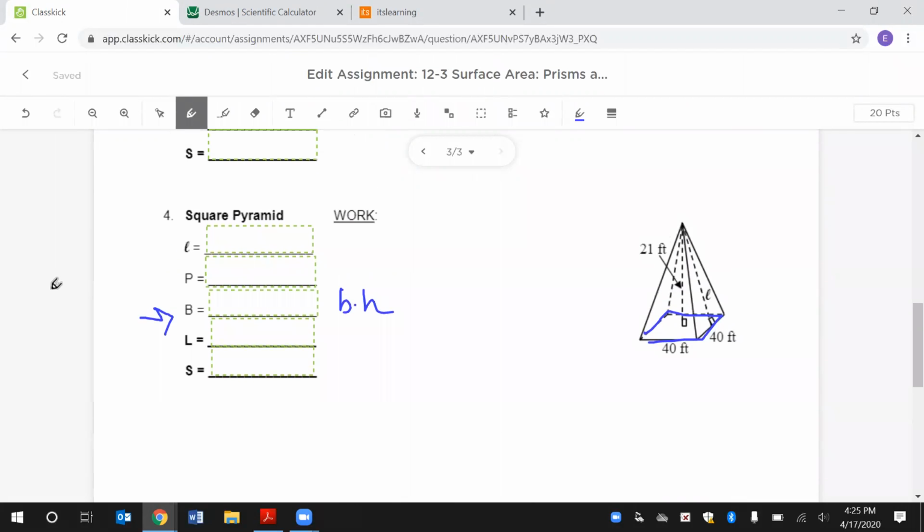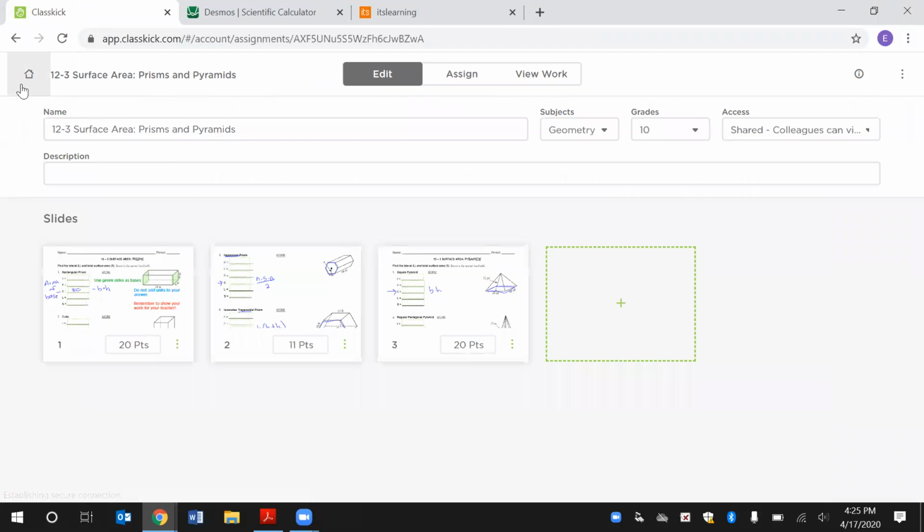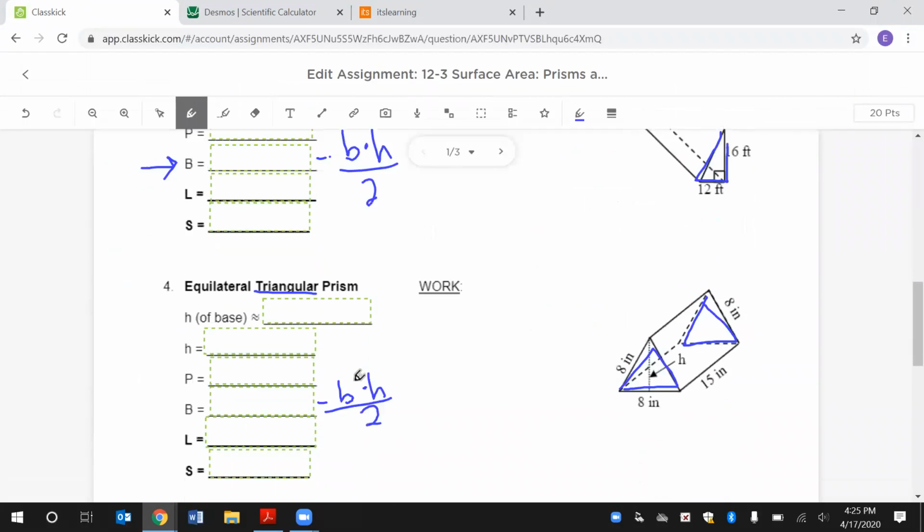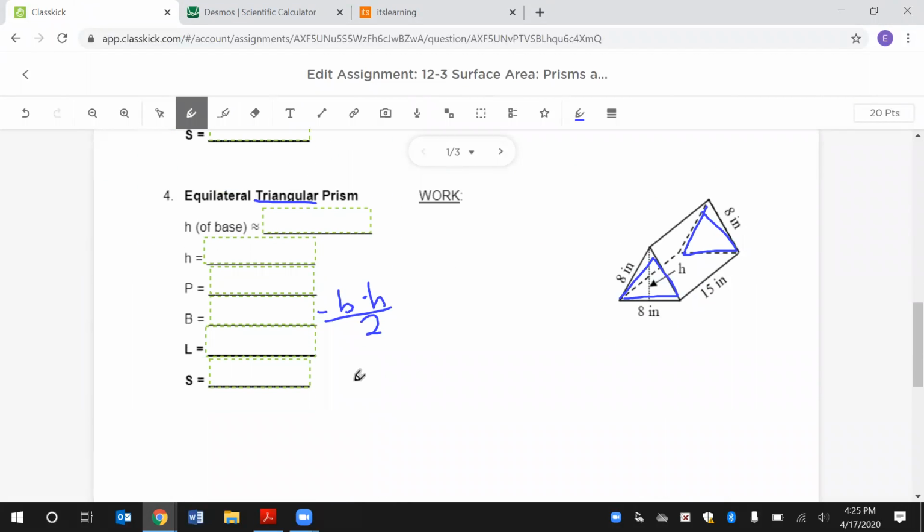Okay, so I'm gonna work out number 4 for pyramids and number 4 for prisms. So first, I'm gonna do this one right here. Number 4. So this is prisms. This is one of the harder ones, so please make sure you watch the first videos, the video notes first.